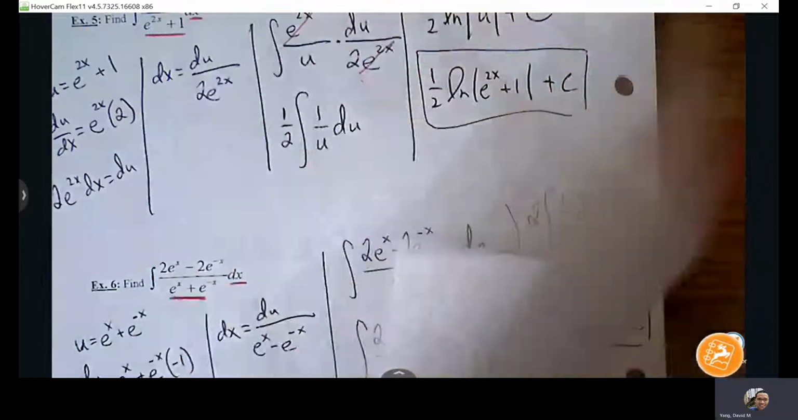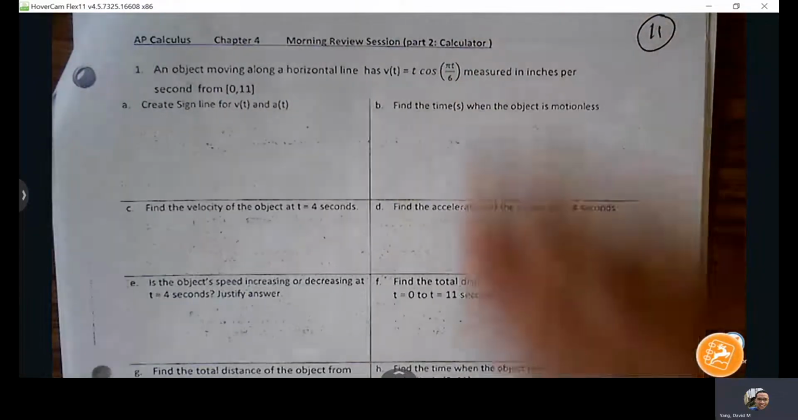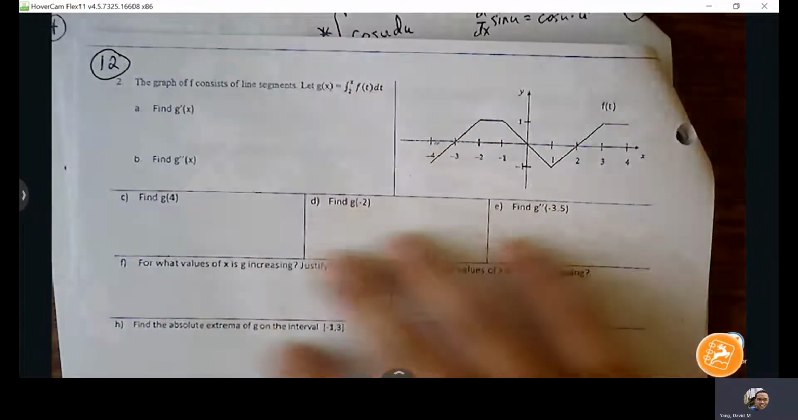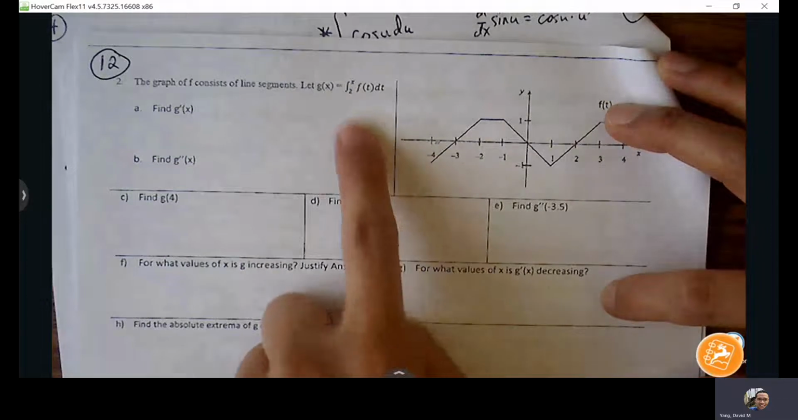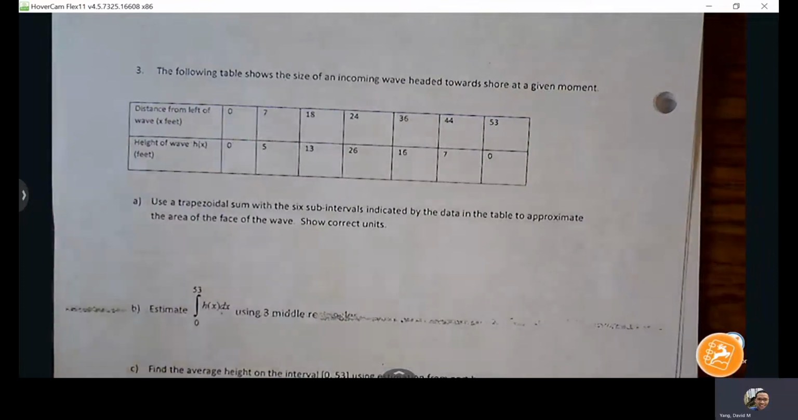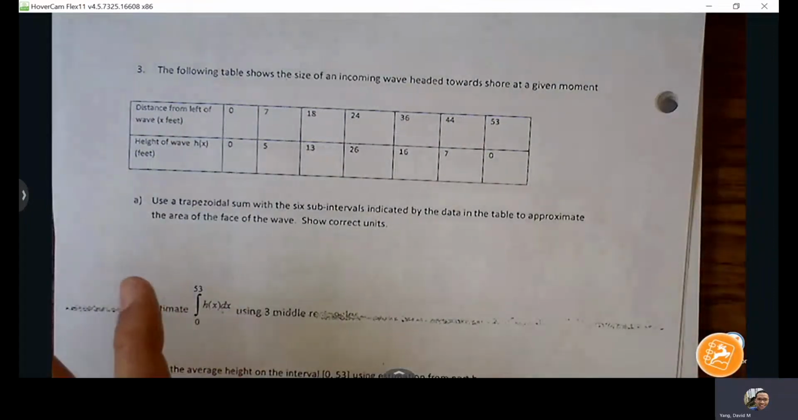Okay, so tonight, when you study for your test, I suggest that you try to go through the morning review. I'll do it tomorrow as well, but you'll see a problem like this, particle motion problem. Okay, a problem involving a derivative graph and definite integral and EVT and all that, and then a table of values. Right, so your key is attached. Work through that. That'll be a good way to study.